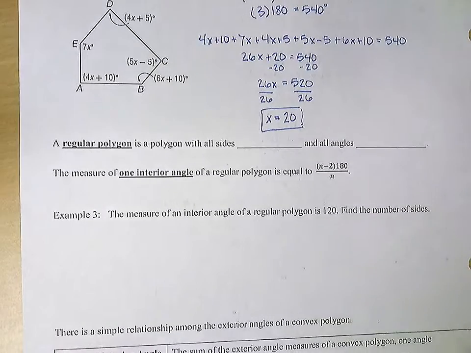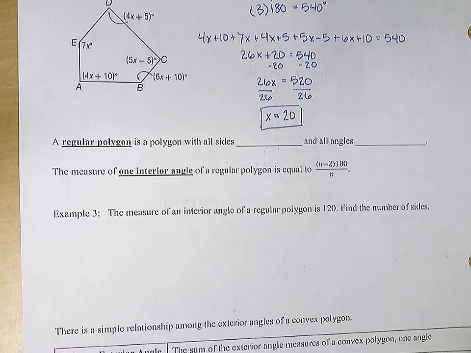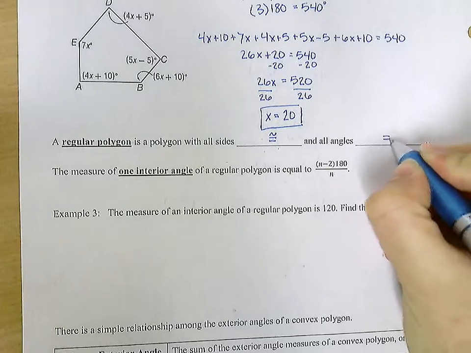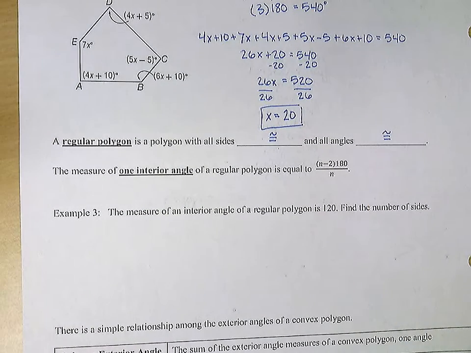Okay, so a regular polygon is a polygon with all sides congruent and all angles congruent. Okay, so that means all of your sides, say their measure was 10, they all have to be 10. Okay, all the angles then would all have to be the same as well.